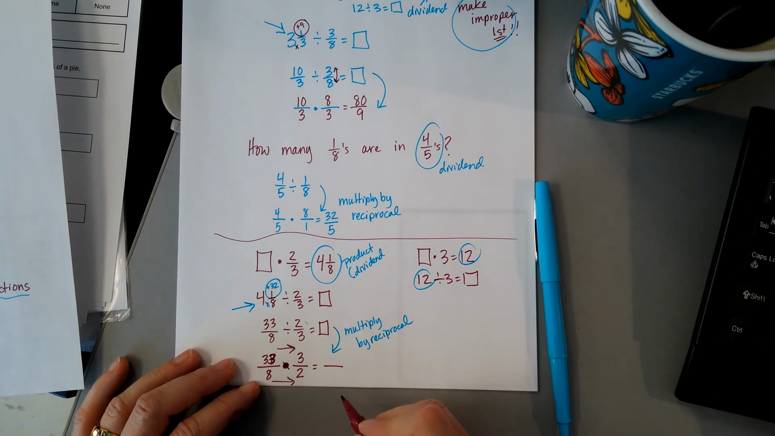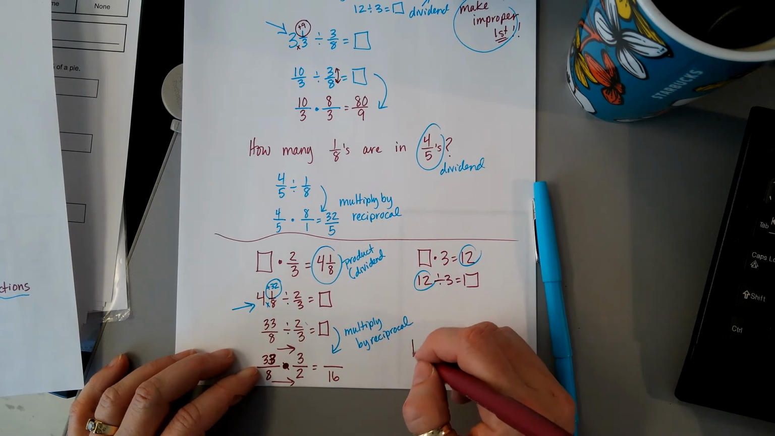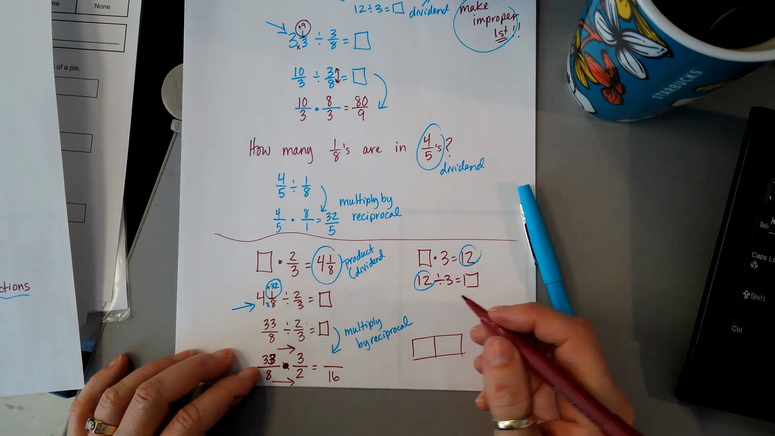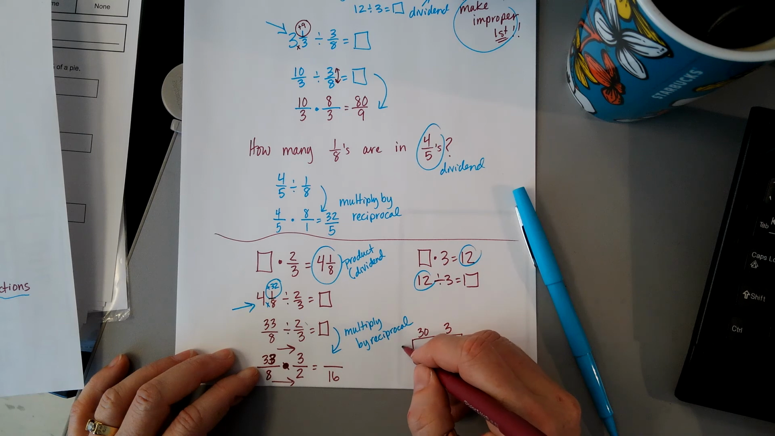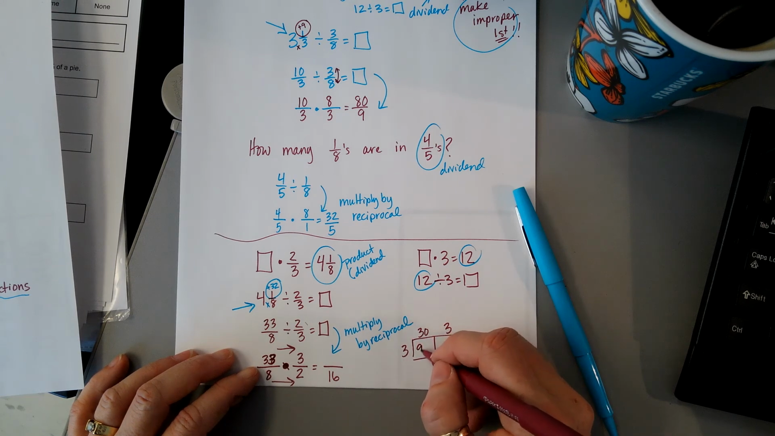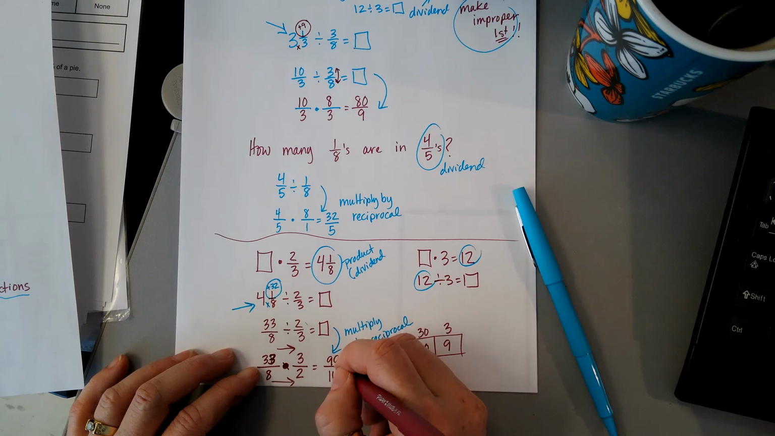8 times 2, 16. We've been practicing mental math strategies, so some of the kids are liking the box method. So 30 plus 3 times 3. 3 times 3 is 9 with the 0. 3 times 3 is 9. So my answer is 99.